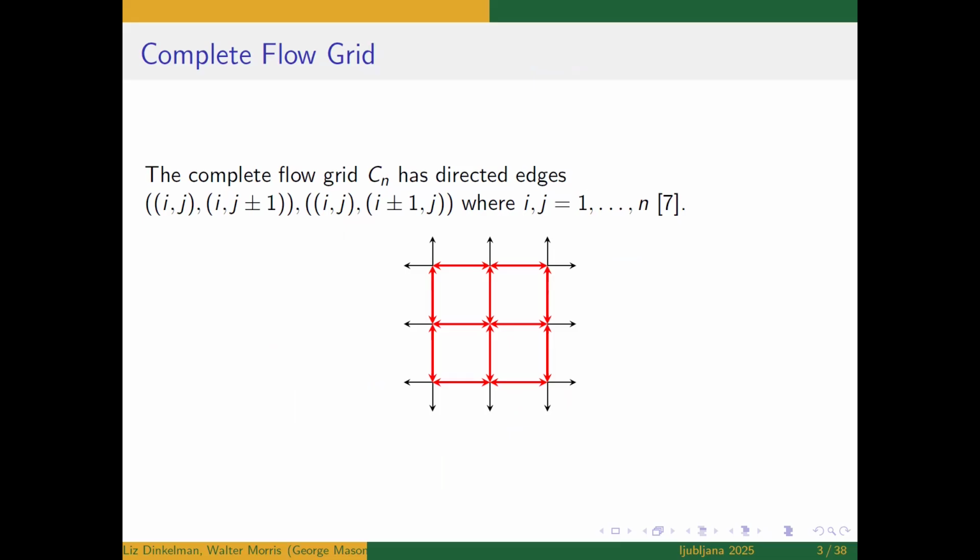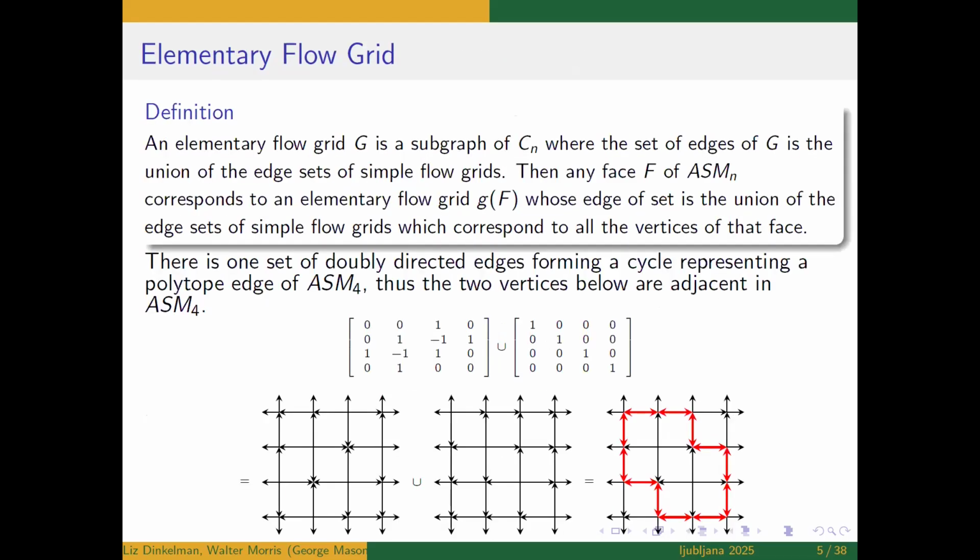Note that the internal edges are doubly directed, and each doubly directed internal edge represents 2 oppositely oriented edges. We can make a simple flow grid, and that's just a subgraph of a complete flow graph, and it contains one of each pair of oppositely oriented edges, subject to some restrictions.